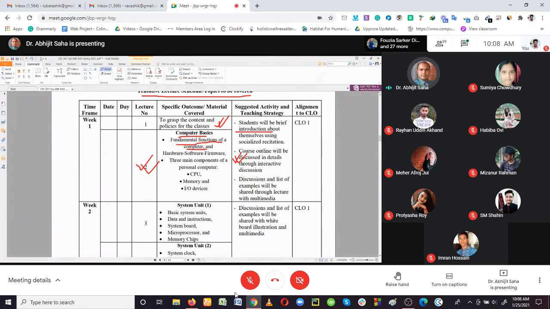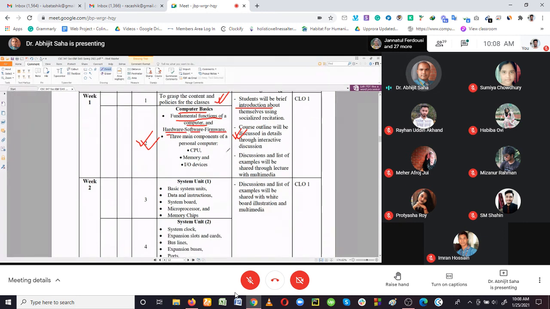Already we have seen that there are three main components: input, processing and output. So this is the hardware. What is the hardware? What is the software? What is the firmware? That we are going to discuss. And then we are going to discuss the three main components in a bit more detail.